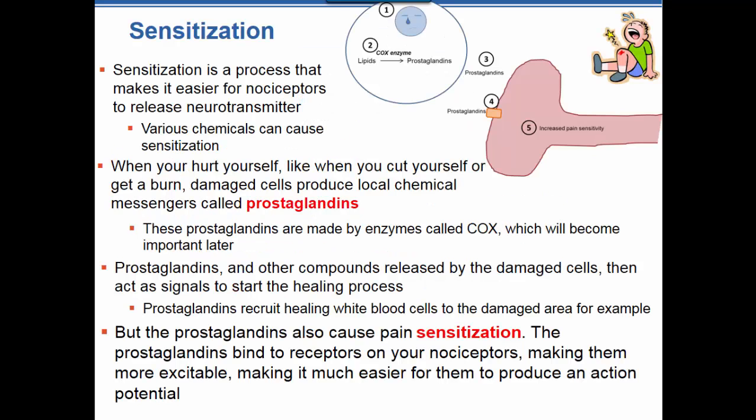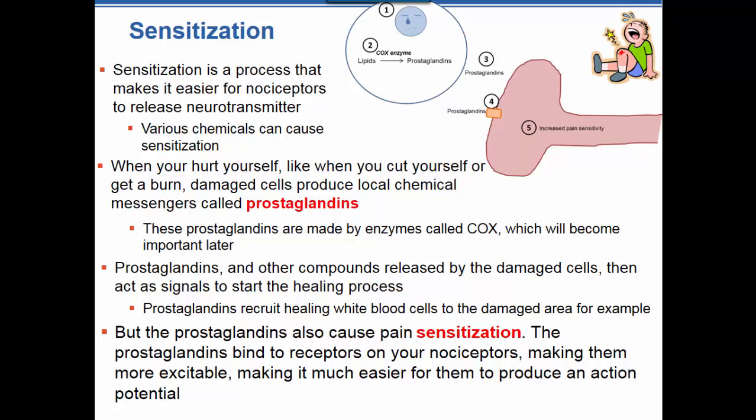So I'm going to talk about that right now, this process of sensitization. This is the process of a pain detecting cell becoming even better at detecting pain, which sounds bad, but again, it's protective, right? So sensitization is really a process that makes it easier for these nociceptors, these pain cells, to release neurotransmitter. And various chemicals cause the process of sensitization.